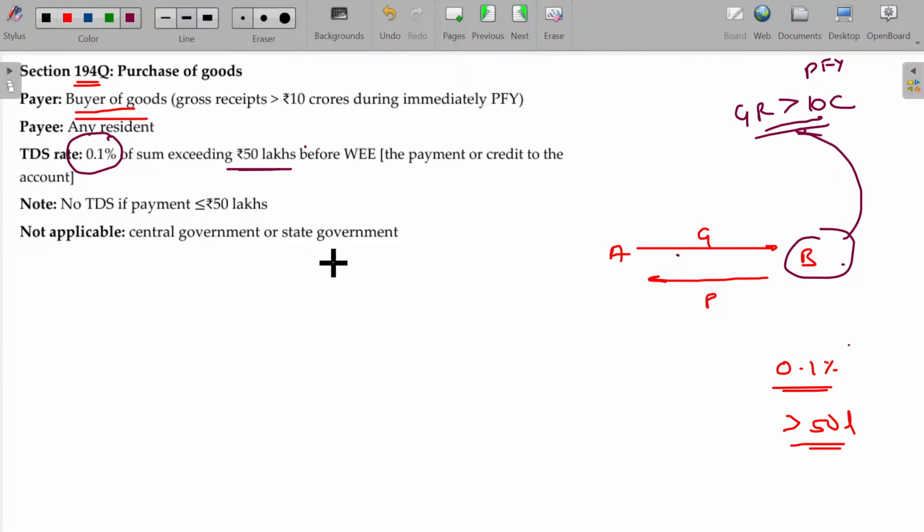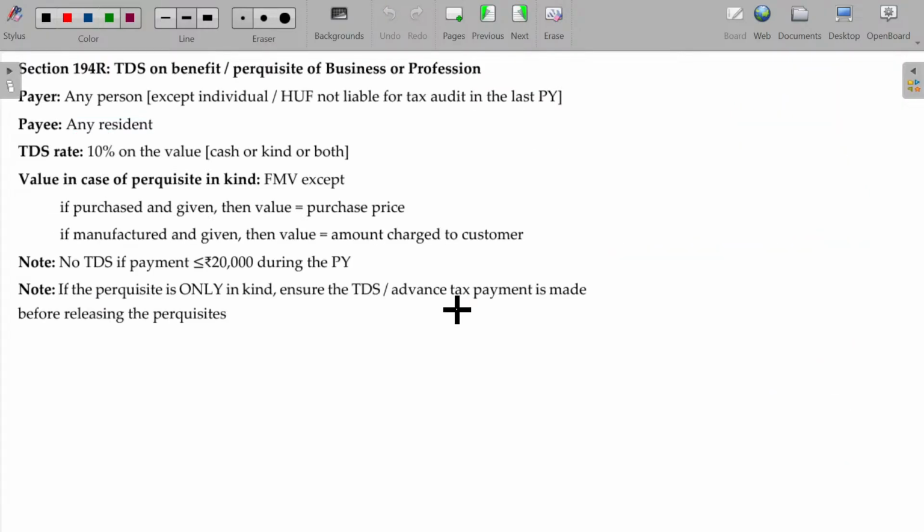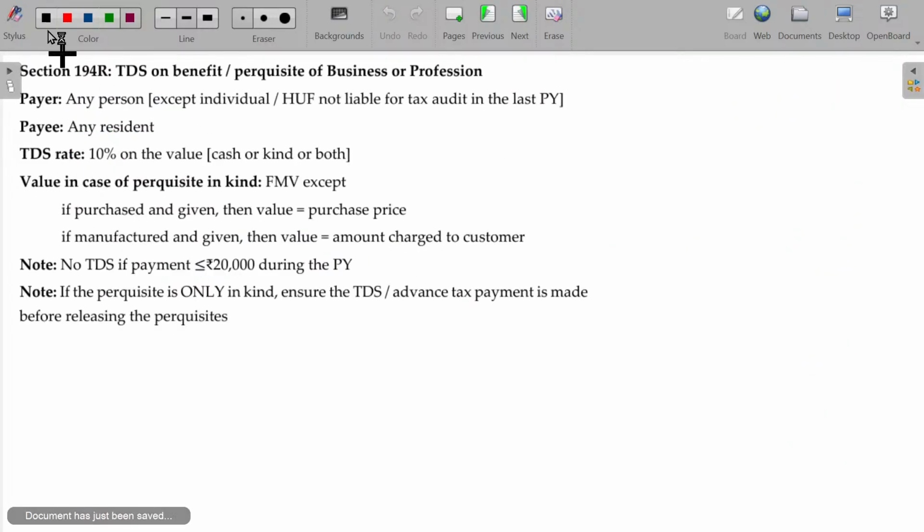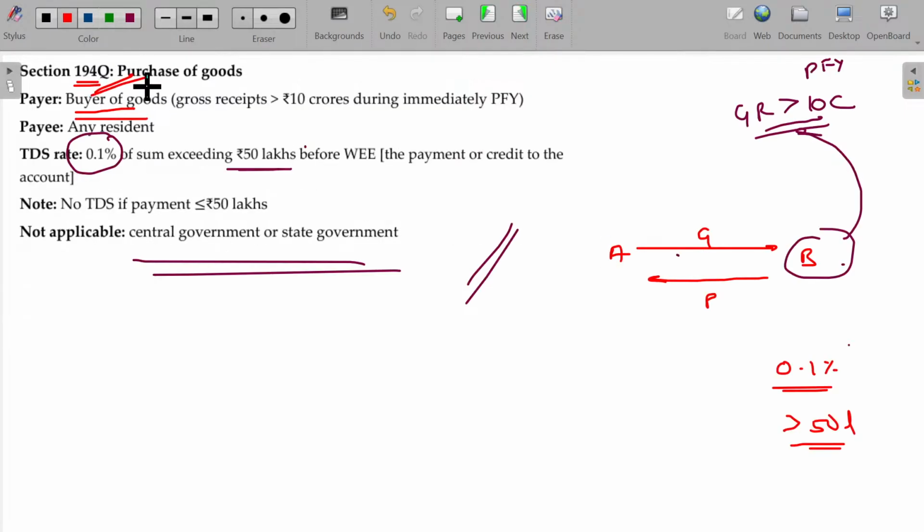Clear? While you are purchasing from the central government and state government, this provision is not applicable. This provision is applicable for the buyer of goods whose turnover in the preceding financial year is more than 10 crore. Then 194Q will be applicable. Clear? And 194R. I will recollect this 194Q along with the TCS in the next class. So we have to cross-verify this 194Q with the TCS also.